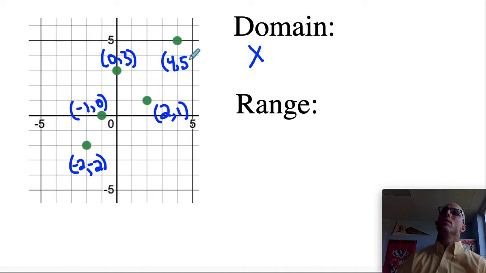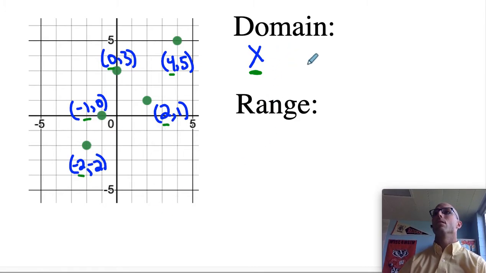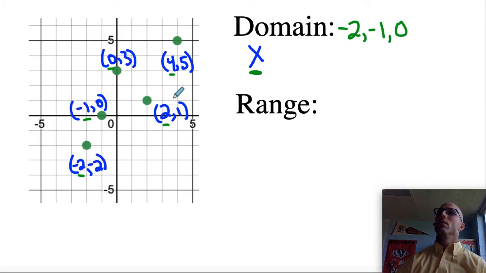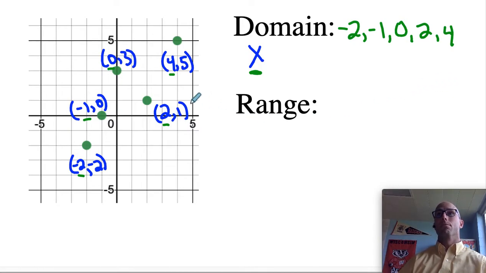It's totally fine to list them out like this because now we can see where the x values are. My x values show up here, here, here, here, and here. So I just need to list those out. My domain consists of -2, -1, 0, 2, and 4. Those are the possible inputs of this function.